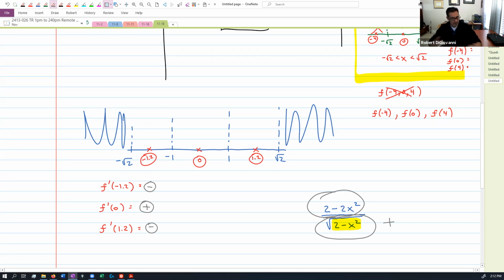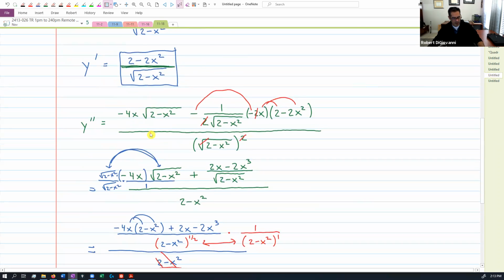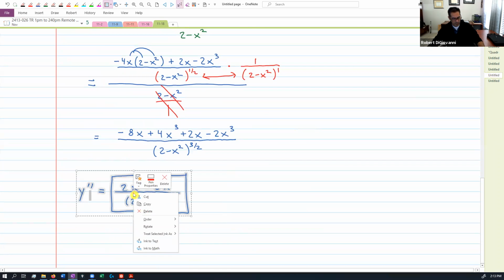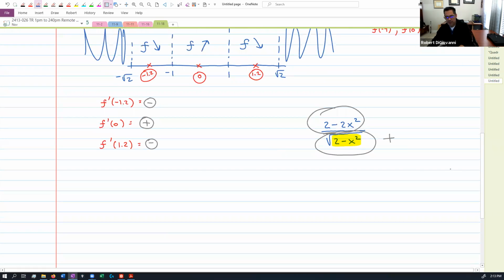So what does this tell us? It says that over here in this region, the function's going down, here the function's going up, and here the function's going down. So we should expect to see down, up, down. I'll come back to that. I need my second derivative. Questions?